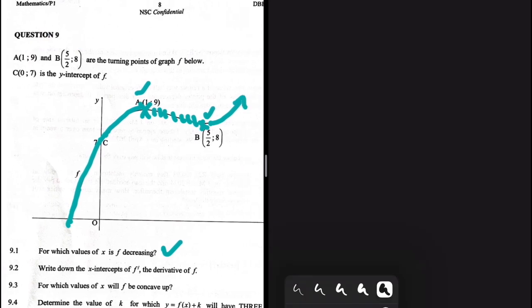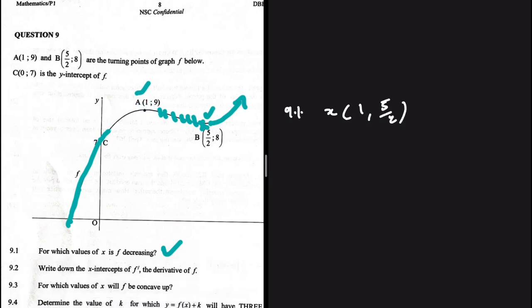So we say that it is decreasing there. So the answer to 9.1, for which values of x is f decreasing? F is decreasing between 1 and 5/2, right? The x value of A and the x value of B. That's where it is decreasing. In between, at A, it is neither. It is stationary. At B, it is stationary. It is decreasing between A and B.